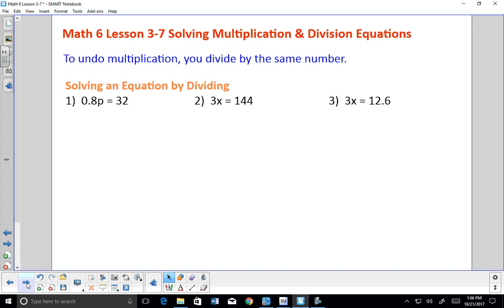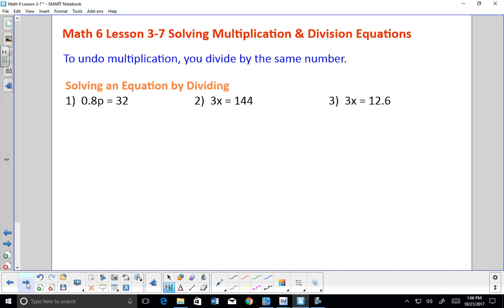So, to undo multiplication, we will divide by the same number. If I have an equation that involves multiplication, to solve it, I will divide each side by the number it was multiplied by to undo that multiplication. For example, if I have 0.8p equals 32, we'll notice that p was multiplied by 0.8. To undo that, I will divide.